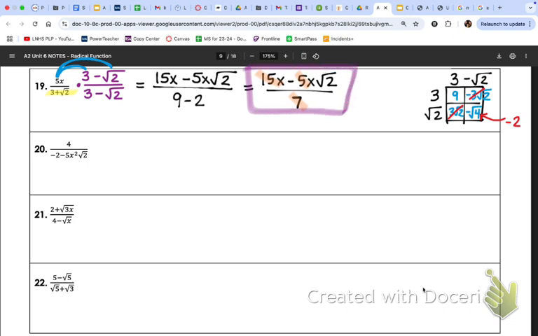Here's how you know you're done. There's no more radicals in the denominator. You can't simplify square root of 2 anymore. And there's no roots of a fraction. So that's it.